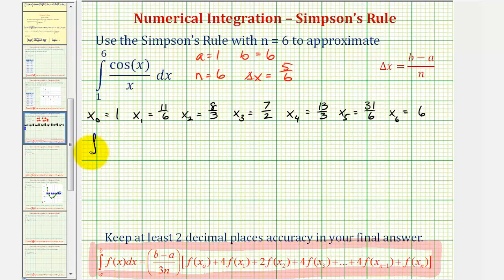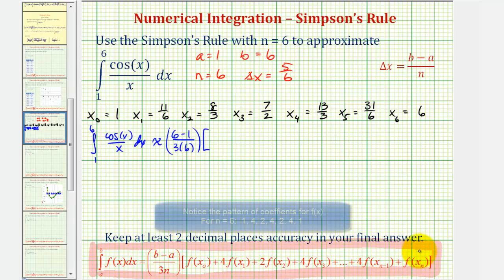The definite integral is going to be approximately equal to (b minus a) divided by 3n. That's going to be (6 minus 1) divided by (3 times 6) times, notice here we have f of x sub 0, then we have the coefficients 4, 2, 4, 2, 4, and then we'll have f of x sub n, or in our case, f of x sub 6.